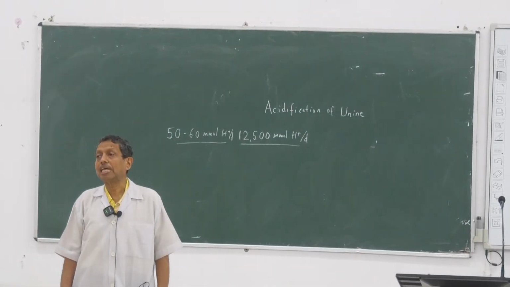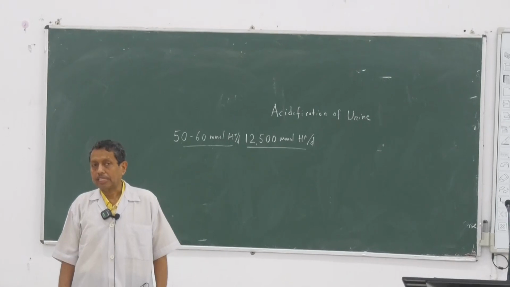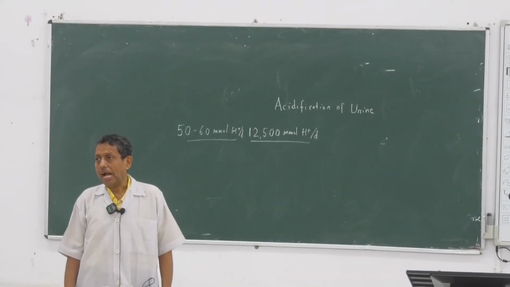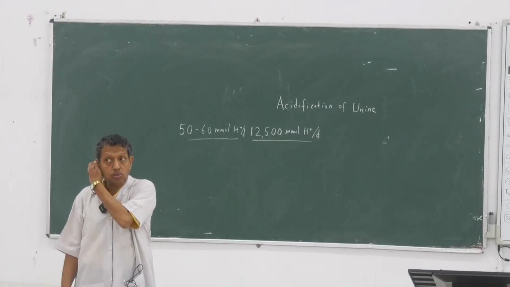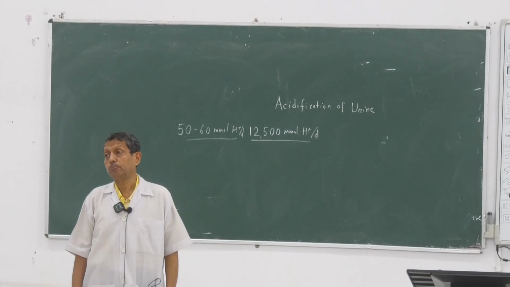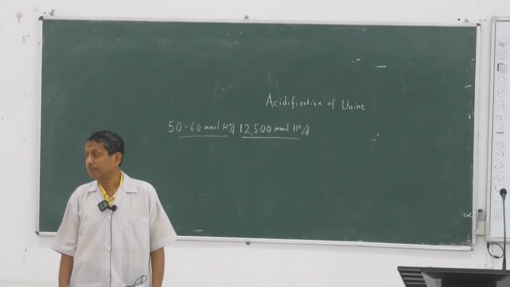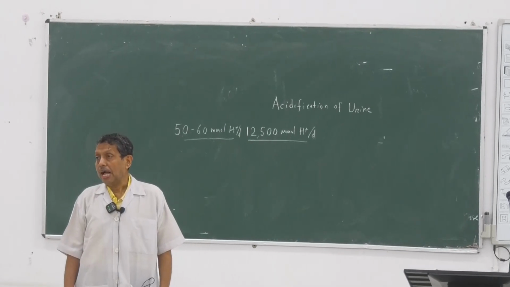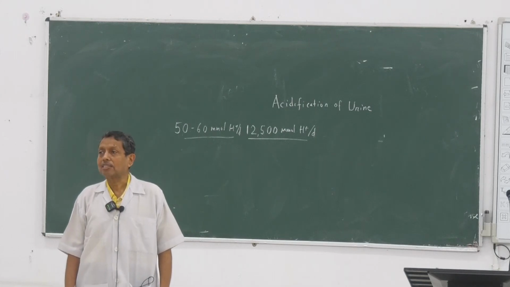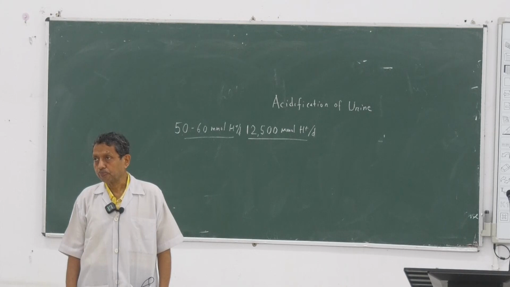From the metabolism of the sulfur-containing amino acids, sulfuric acid is produced. Phosphorus-containing compounds like phosphoserine also, their metabolism produces sulfuric acid, and other organic acids are produced, and they have to be eliminated by the kidney.